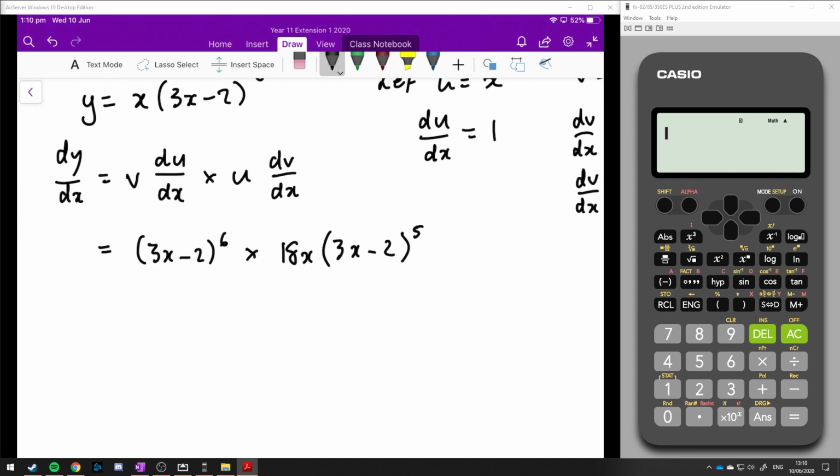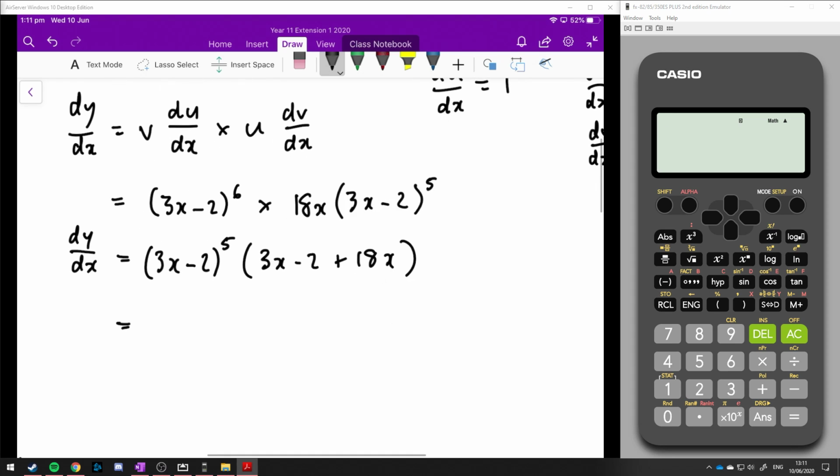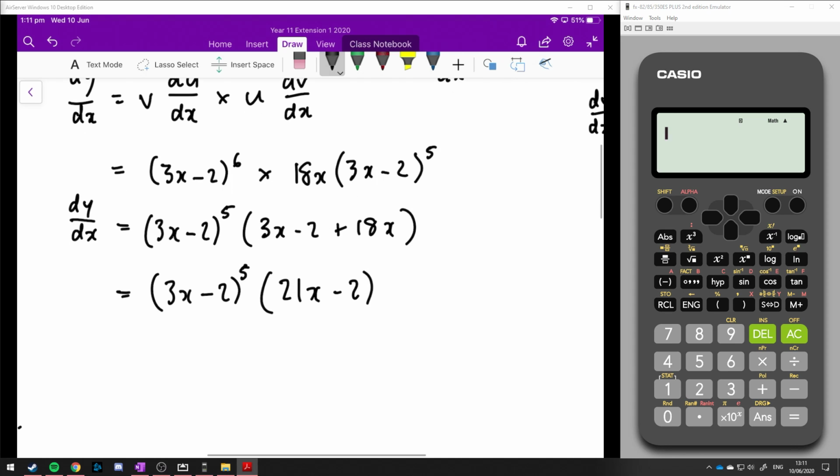Okay, so that's our dy dx, and we're going to factorize it again. So that means that dy dx is going to be, I'm going to take 5 lots of the 3x minus 2. And that's going to leave us with 3x minus 2 for this side, plus 18x for that side, okay? And then from there, we can simplify it even further to get 3x minus 5. 3 plus 18x is 21x, and then the minus 2, okay? And so that's our dy dx.